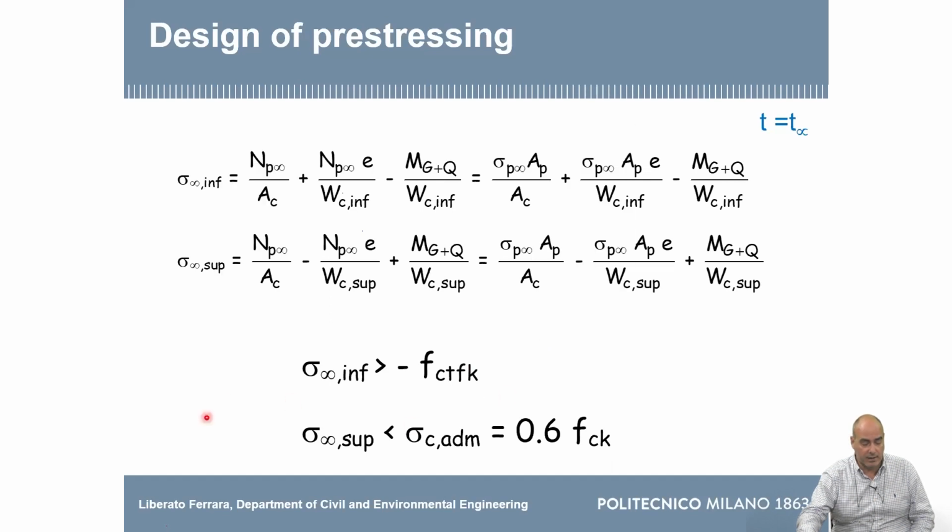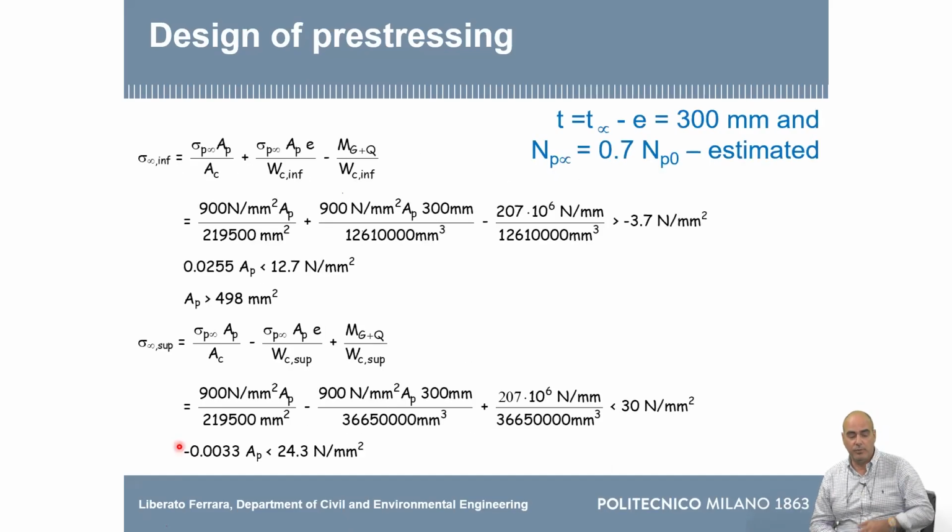Well, now in order to put the numbers, I make another estimate. I say my pre-stressing losses are 30%. It's a huge number. I say you are losing 30% of your force. We will see whether it's true or not. So my NP infinite is 0.7 NP 0. I put the numbers here.